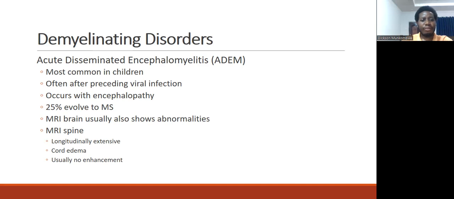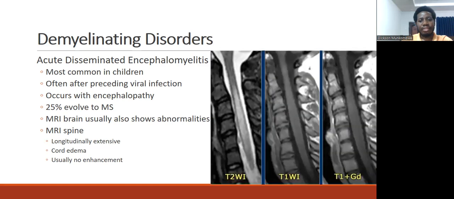MRI of the brain usually shows abnormalities, and in the spine you see longitudinally extensive lesions like in NMO with cord edema, but usually without any enhancement. So these are the images trying to depict what has just been said.